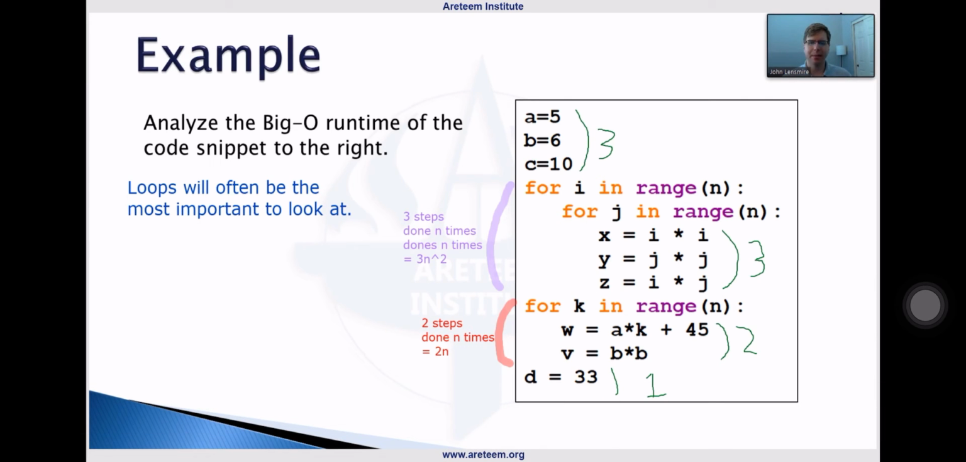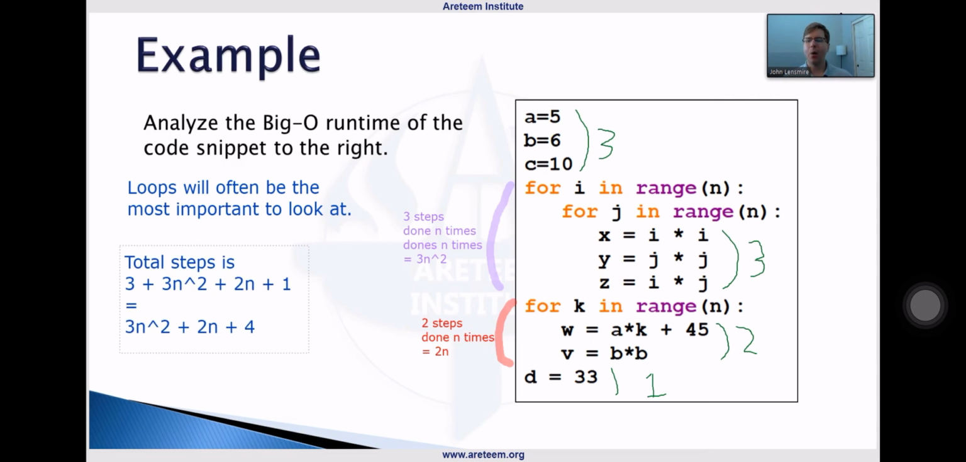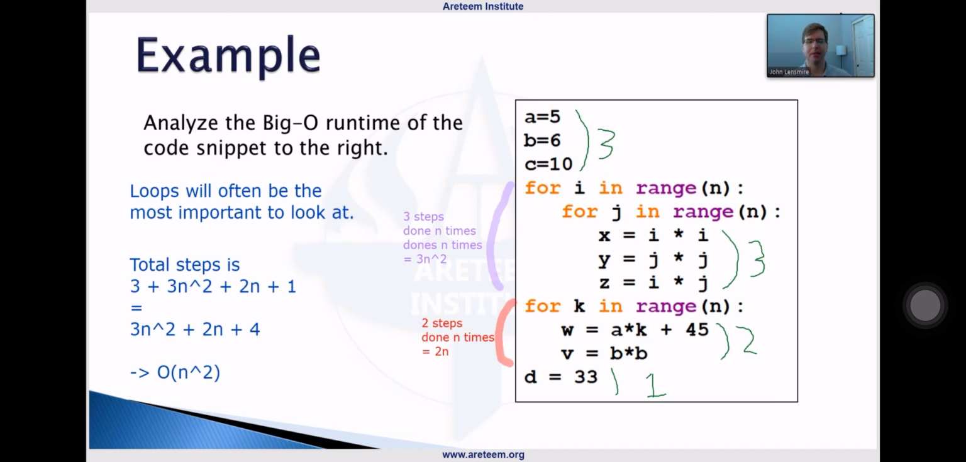So we have n times n, that's a square, so we have 3n squared as our number of steps. The total steps is 3 plus 3n squared plus 2n plus 1, so we would have 3n squared plus 2n plus 4. This would be our total number of steps in this case. And now how do we look at this? This would then be O of n squared. We care about this quadratic growth rate for the problem. So this is how a lot of these big O things are going to work.